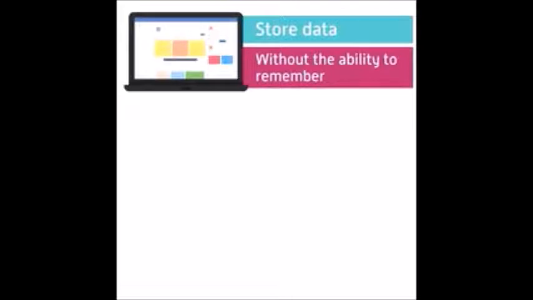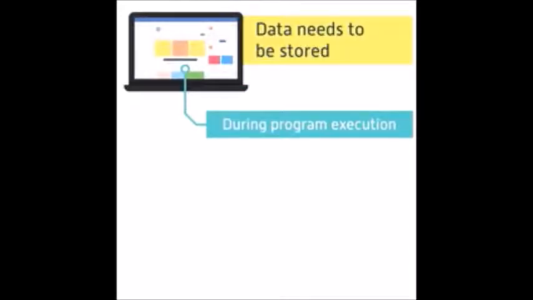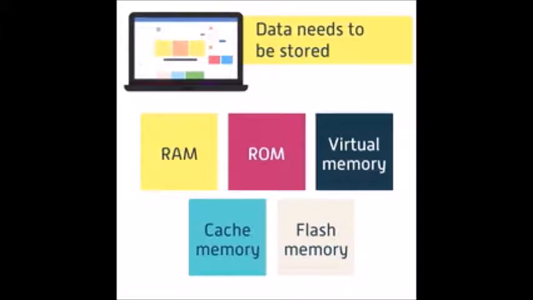Computers need to store data. Without the ability to remember, a computer would have no means of accessing instruction number one once instruction number two was underway. It would not even be able to store instructions one or two. At various stages during program execution, data needs to be stored, and different types of data require different types of storage. This chapter will examine RAM, ROM, virtual memory, cache memory, and flash memory.